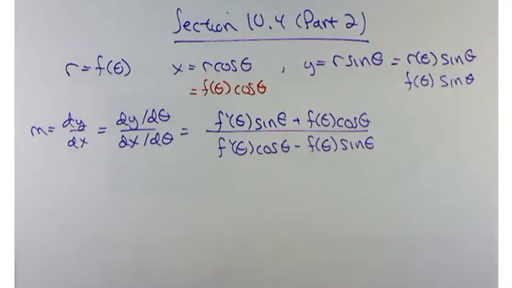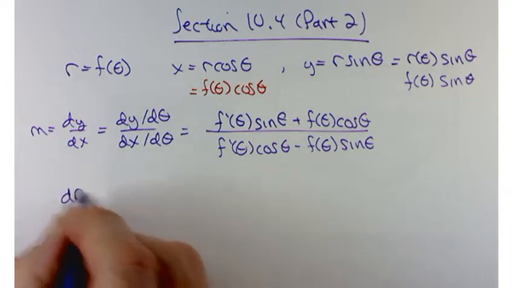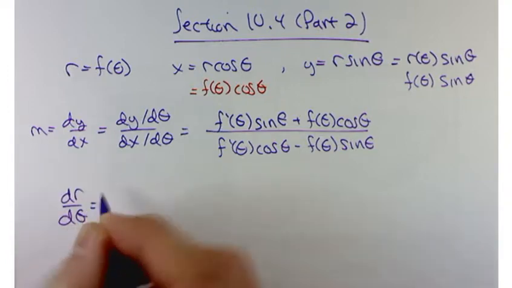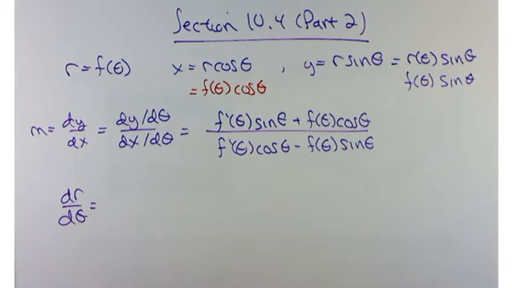Do not confuse this with dr by d theta. Dr by d theta is how the rate of the radius is changing with respect to theta. As you vary theta, how fast is the radius changing? It's not the slope of the tangent line. So it's not equal to m.